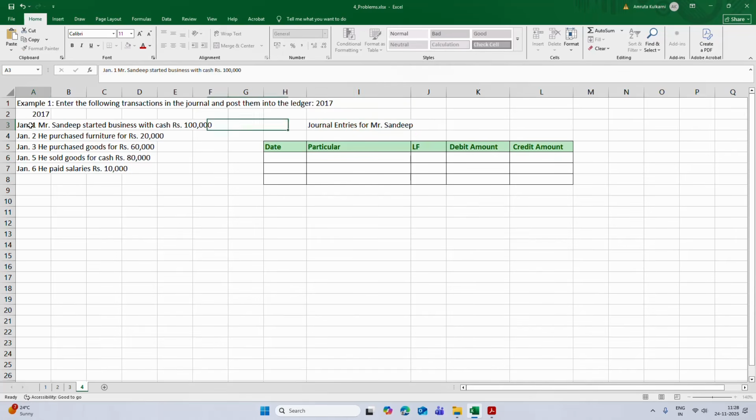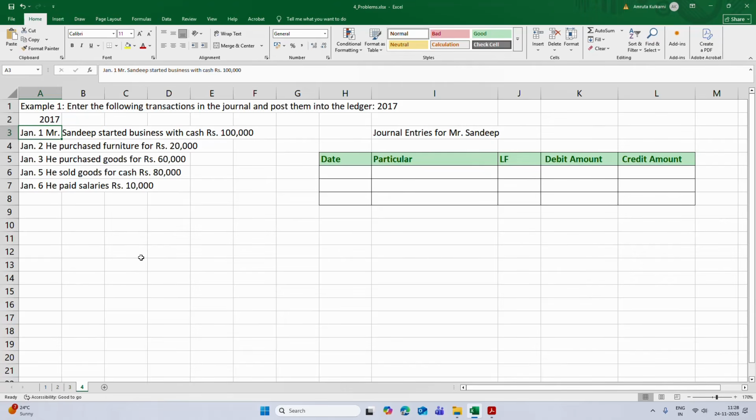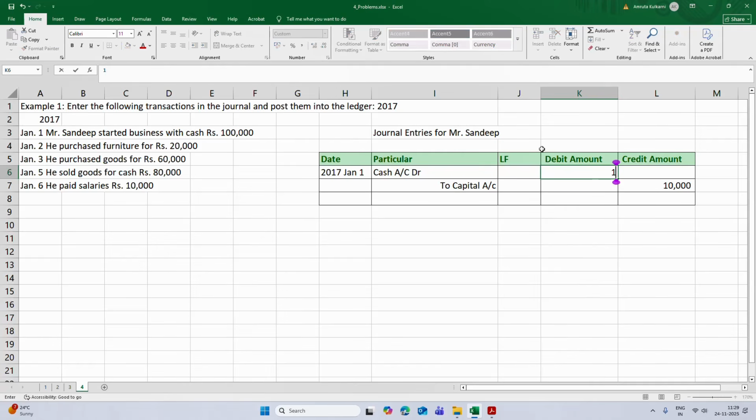Now on January 1st, Mr. Sandeep, I hope it's visible. On January 1st, Mr. Sandeep started a business with cash of rupees 1 lakh. So on January 1st, cash account is debited for 1 lakh and capital account is credited for 1 lakh.